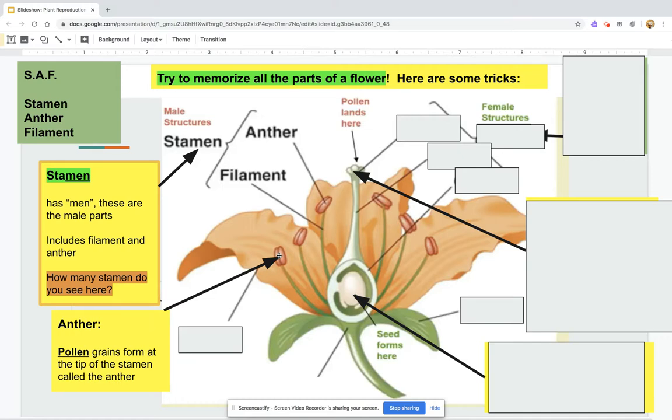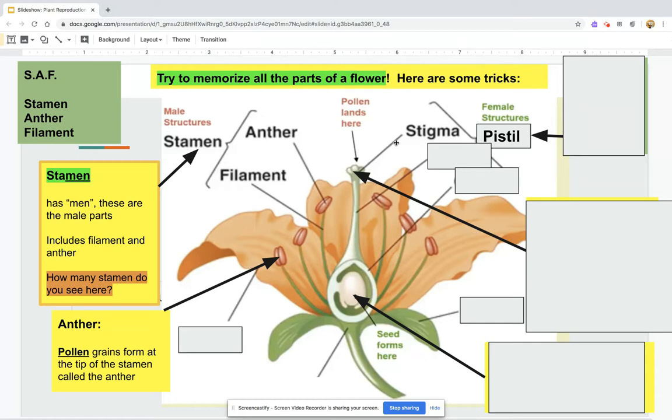So now over to the female part. So here's the female part in the middle here. So the top of this part connects with this stalk here down to where the seed will form, okay? And the name of this entire female structure is called the pistil. Okay, now within the pistil, you have the very top structure, and it's a very important structure, and that's called the stigma. Okay, and we call it the sticky stigma because pollen sticks to it.